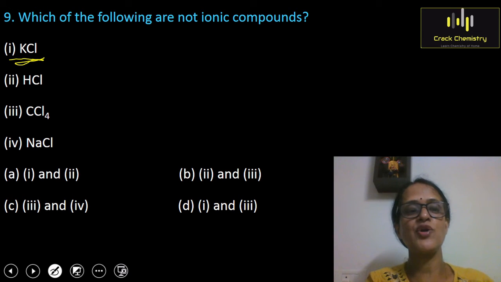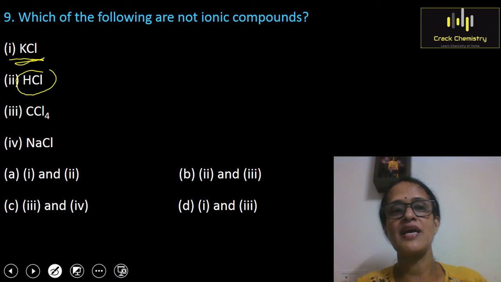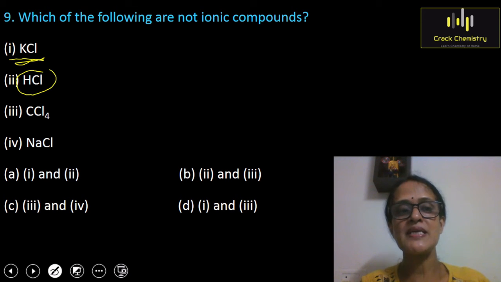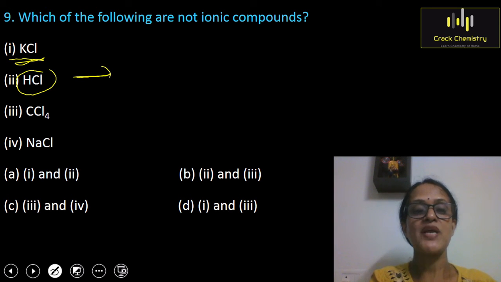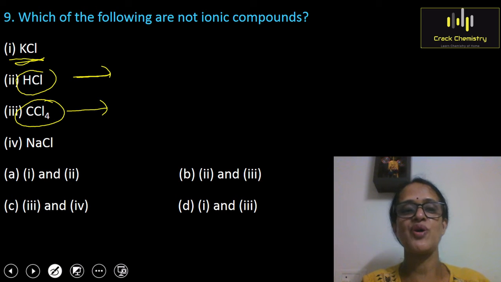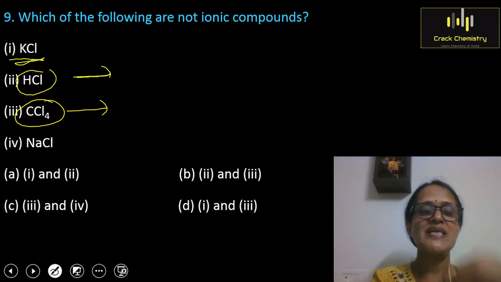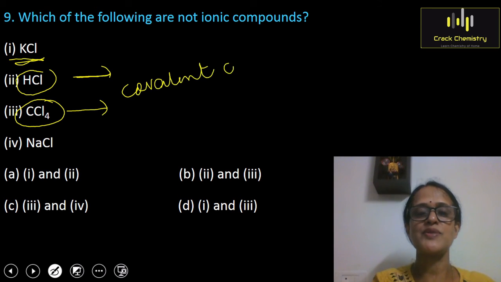If you look at the second option, HCl is not an ionic compound. It is formed between two nonmetals, hydrogen and chlorine, by the sharing of an electron pair, and the shared pair of electrons is supplied by both the bonded atoms. So one of the correct options is HCl. HCl is not an ionic compound. It's a covalent compound. If you look at the third option, CCl4, it is also formed between two nonmetals, carbon and chlorine. So HCl and CCl4 are covalent compounds. They are not ionic compounds.